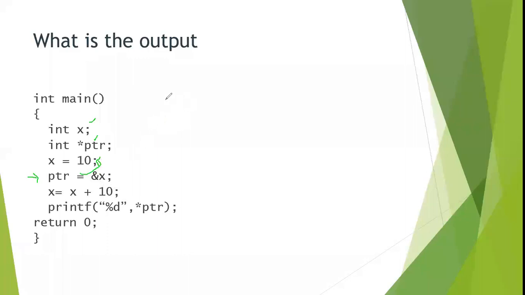Okay, just a second, please. Let's suppose I'm having a variable x, which has the value 10. It is stored at 2449 memory location, right? Now a pointer is pointing to x. Then I say x is equals to x plus 10. So this becomes 20. That is 10 plus 10 is 20. Now then I say printf percentage d asterisk ptr. So what will be the value printed at this location? Anybody who can tell me?